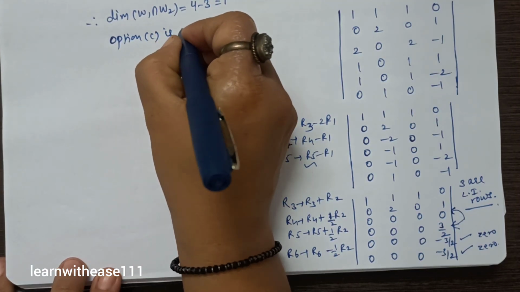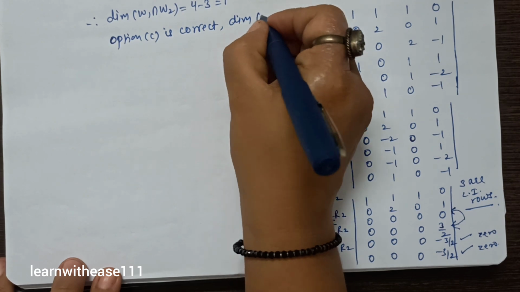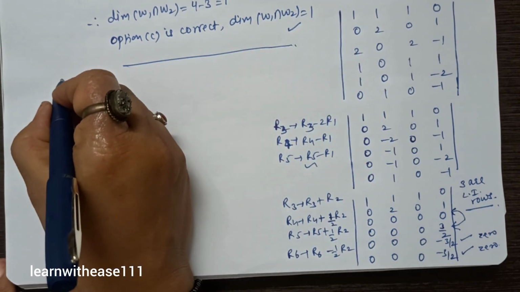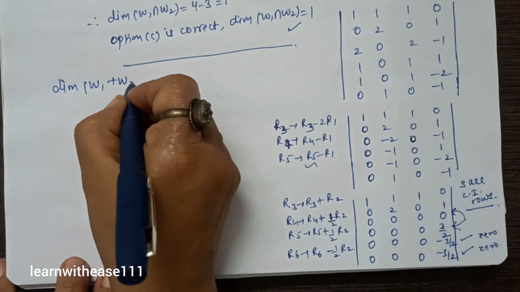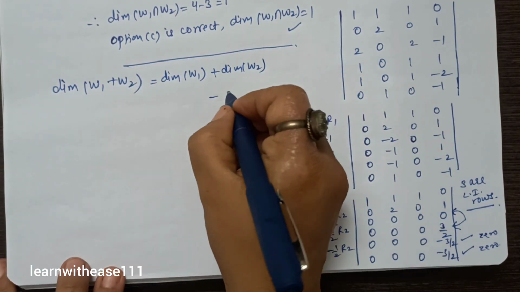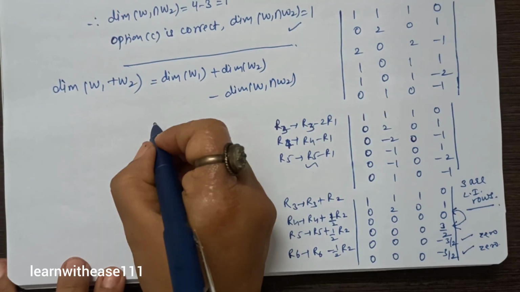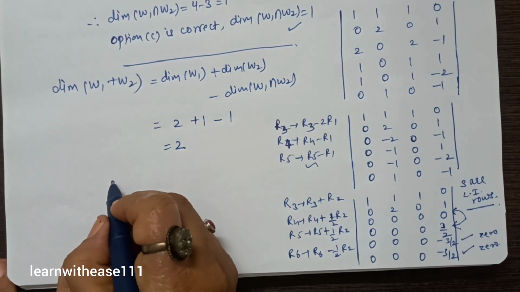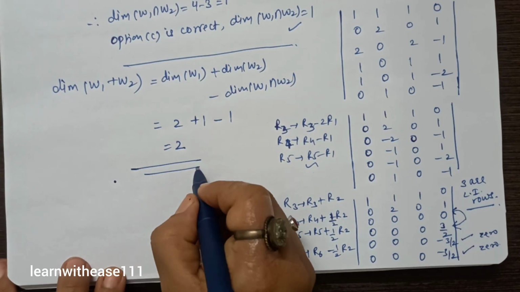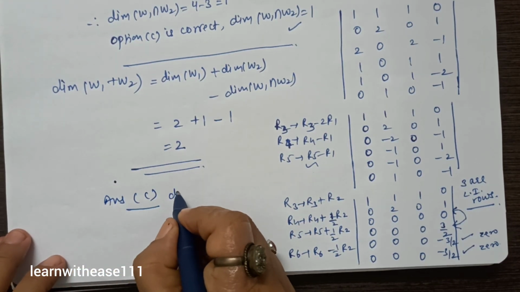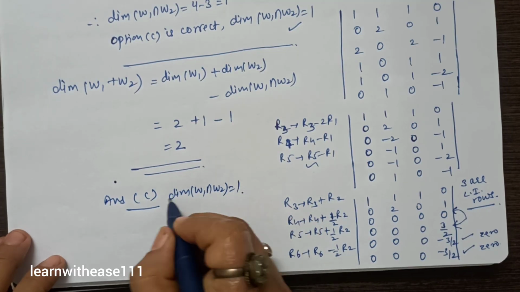Option C is correct because it is mentioned in C: dimension of W1 intersection W2 is 1. So this one is correct. For the sum part, we can just check dimension of W1 plus dimension of W2 minus dimension of intersection. We have already found these: 2 plus 1 minus 1, it's 2. But in the option it's given as 3. So D is also incorrect. So the answer is only C: dimension of W1 intersection W2 is 1.